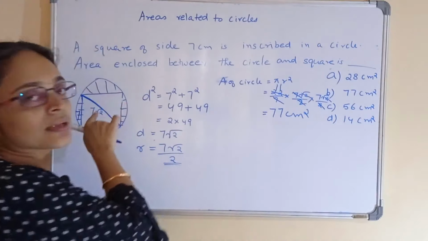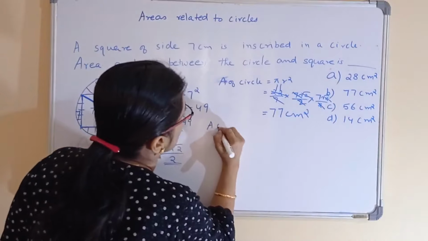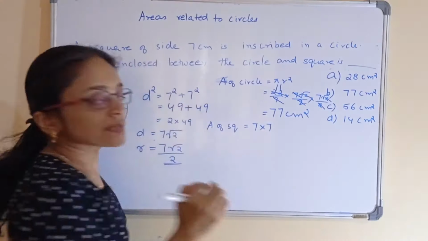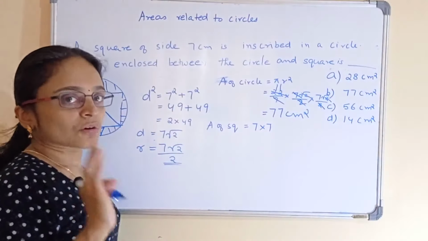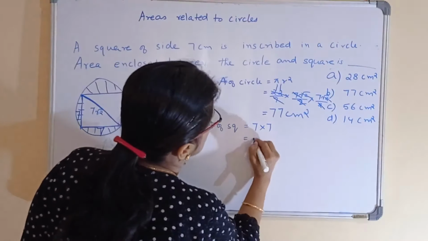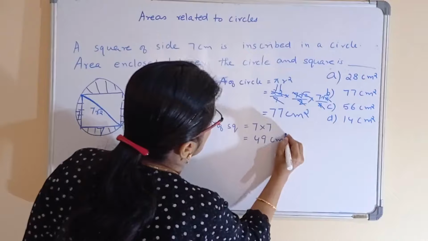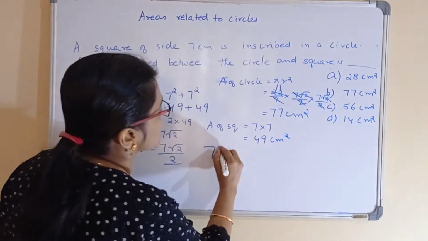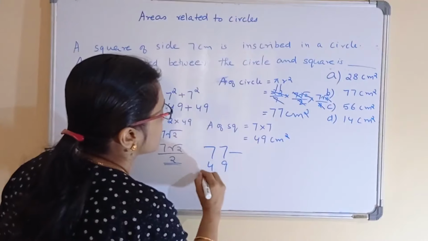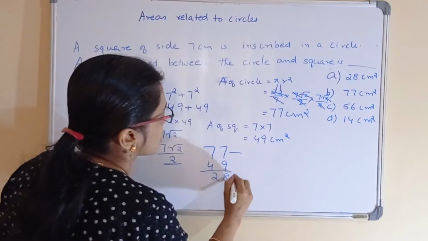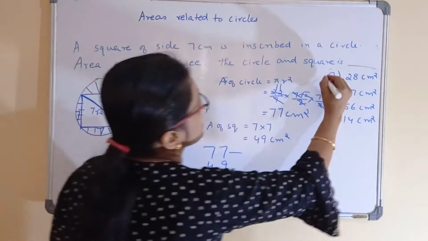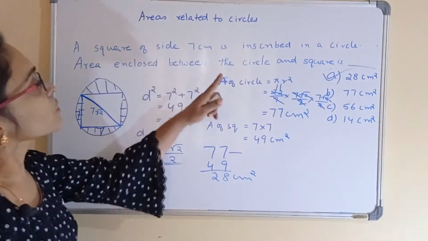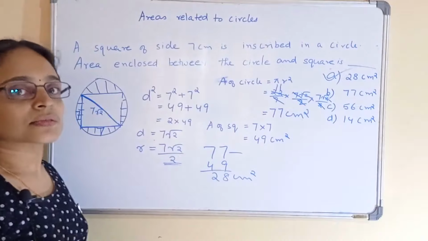Now we have to find the area of the square. Area of square is 7 into 7, that is side into side or side square. 7 into 7, which is equal to 49 centimeters square. So what is the area enclosed here? It is 77 minus 49, which is equal to 28. So this answer is correct. 28 centimeters square is the area enclosed between the circle and the square.